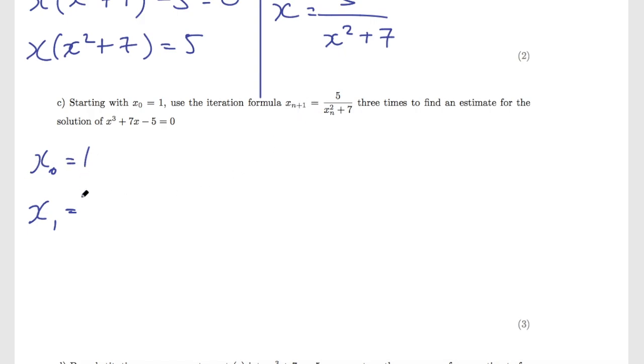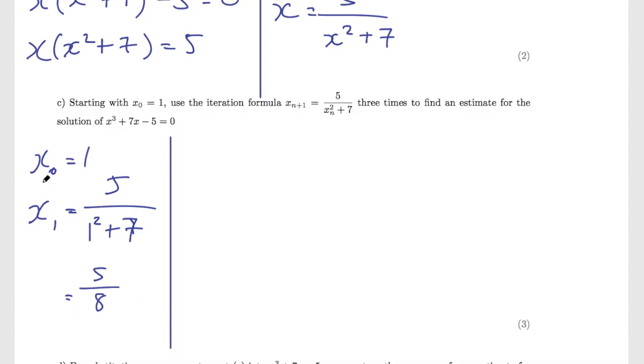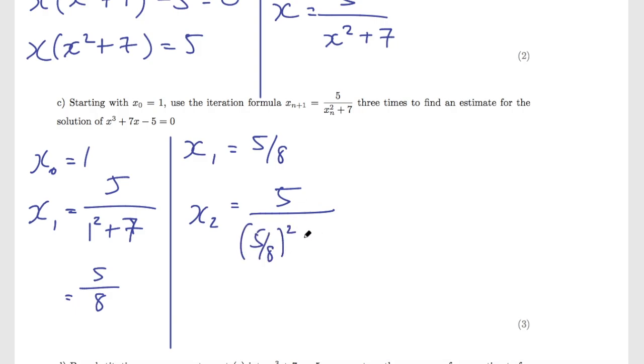If x0 equals 1, x sub 1 will equal 5 over x0 squared, so 1 squared plus 7. And that equals 5 over 8. And then you can write that as a decimal if you want to. So we know the values now of x sub 0 and x sub 1. So for the next iteration we say x sub 1 equals 5 over 8. So x sub 2 will be 5 divided by, now we need to plug that into this formula again, 5 divided by 5 over 8 squared plus 7.